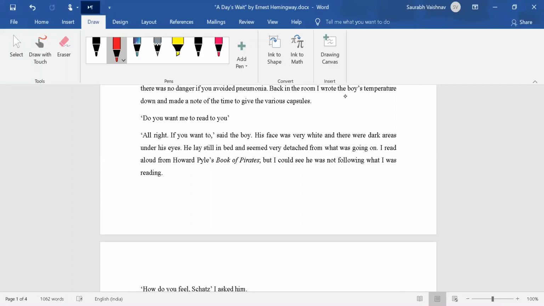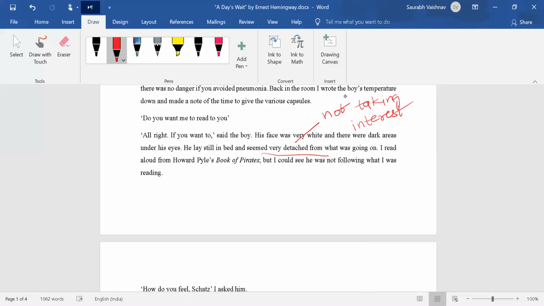His face was very white, and there were dark areas under his eyes. It usually happens when we fall sick, we fall ill. These are the physical conditions that happen to us. He lay still in bed and seemed very detached from what was going on. He was not moving. Detached meaning not taking interest. So the boy was not taking interest in the story that his father was reading.